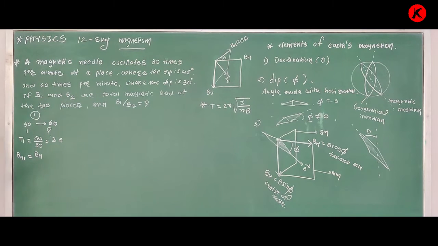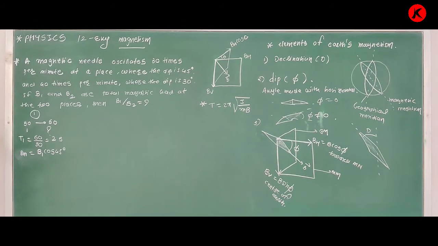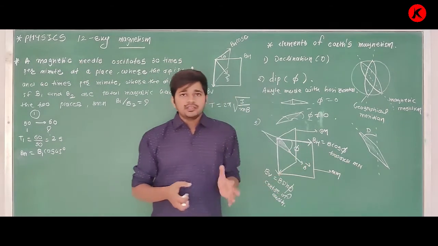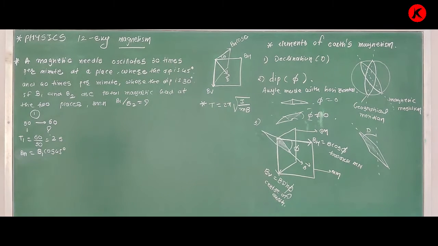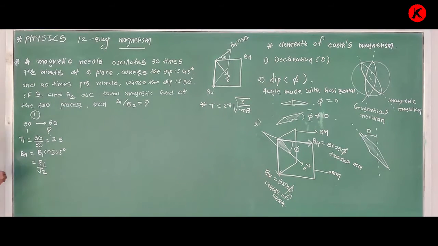If B1 and B2 are the total magnetic fields at the two places, then how to write? BH1 is equal to B1 cos 45 degrees. With the help of this equation, BH is equal to B cos phi, we can easily write it. So BH1 is equal to B1 cos 45, which means B1 times 1 upon root 2. Clear?